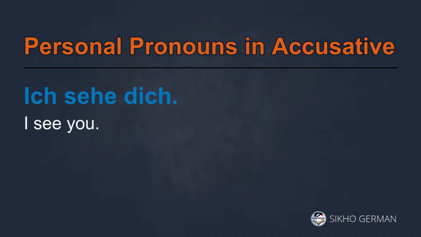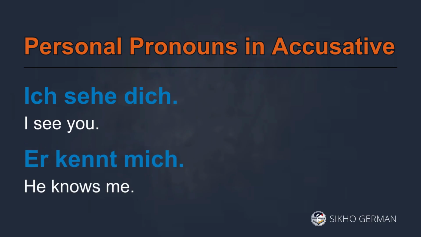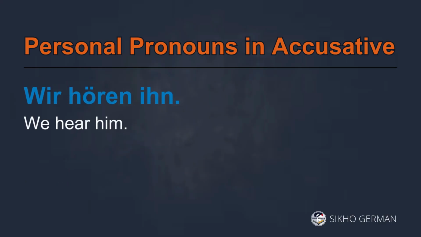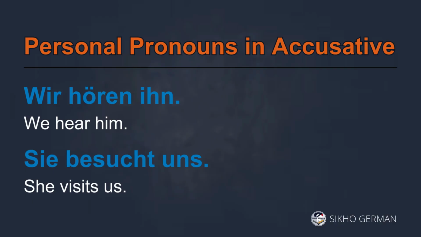Let's use these in sentences. Ich sehe dich. I see you, informal. The pronoun du changes to accusative, dich. Er kennt mich. He knows me. The pronoun ich changes to accusative, mich. Wir hören ihn. We hear him. The pronoun er changes to accusative, ihn. Sie besucht uns. She visits us. The pronoun wir changes to accusative, uns.